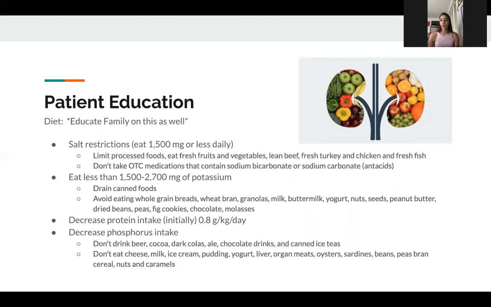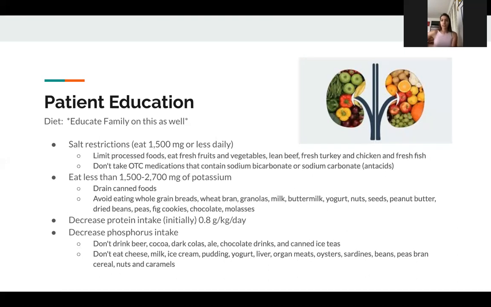And then don't take over-the-counter medications that contain sodium bicarbonate or sodium carbonate, which would be antacids, which we know he kind of suffers from heartburn, so he would be taking this. So we'd really want to include this in the teaching.